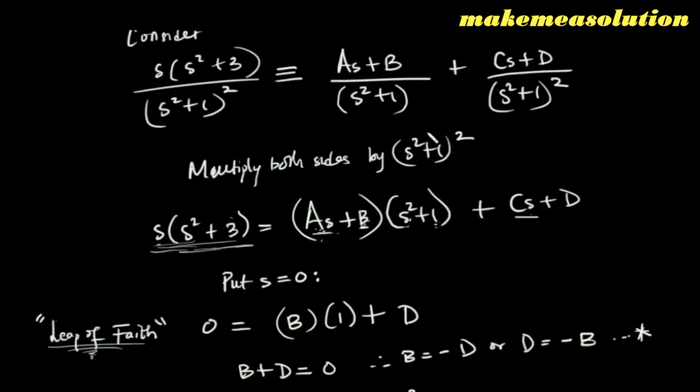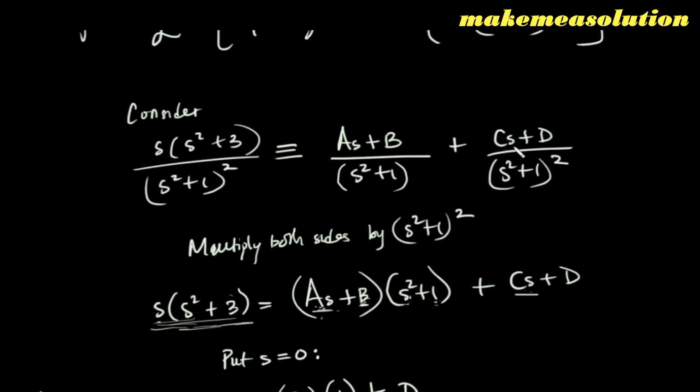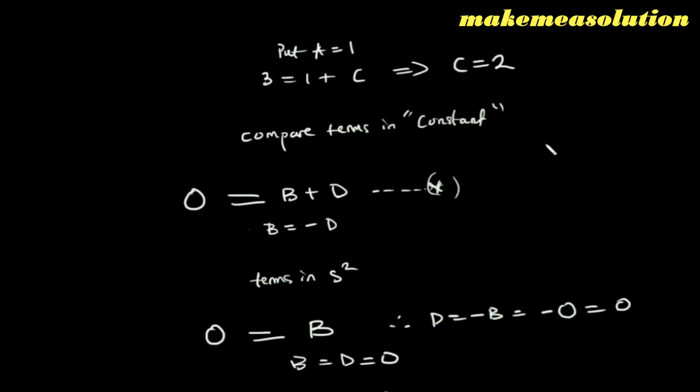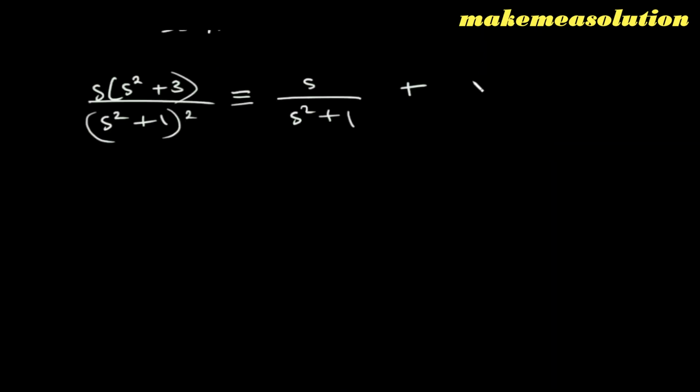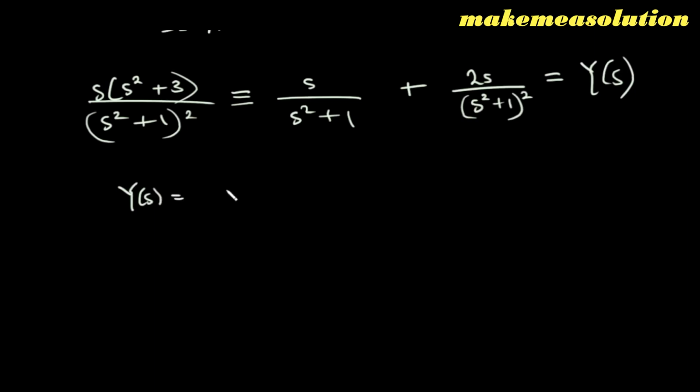Then what do you now have for your c's? Your c is 2. 2 times s is what? 2s. Then d is 0. So you just have 2s all over what? s squared plus 1, squared. So you have 2s over s squared plus 1 all squared. So this is our Y of s. So Y of s is given to us in this form as s over s squared plus 1, then plus 2s over s squared plus 1 all squared.